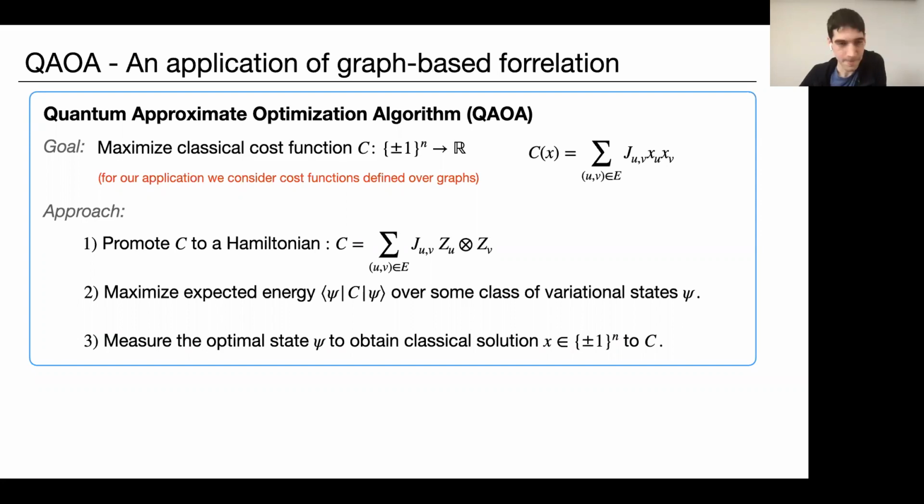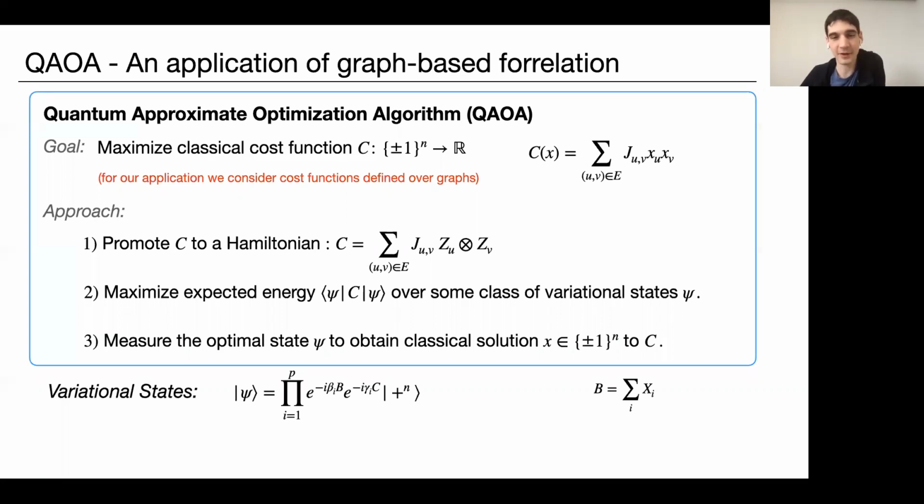And so what are these variational states? These variational states are parameterized by this parameter P, which means that there are P layers of these two operations. So this first operation, this e to the minus i beta B, is just a layer of single qubit X rotations. And then this e to the minus i gamma C is just you applying your Hamiltonian C as a unitary.